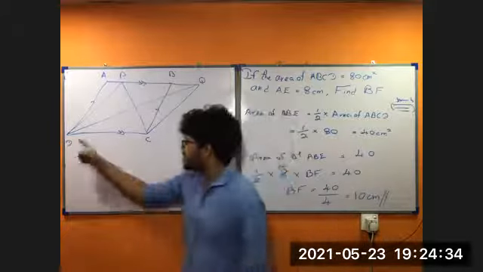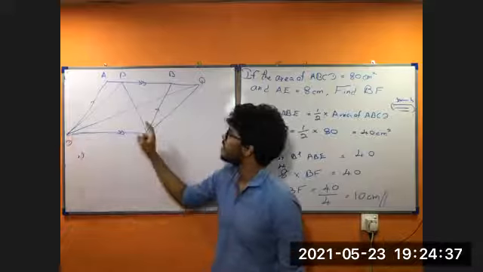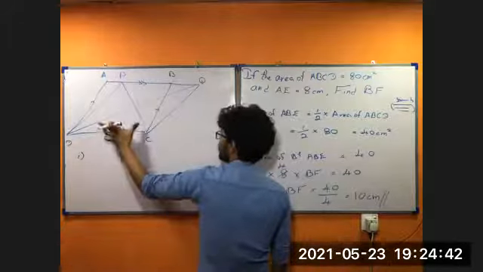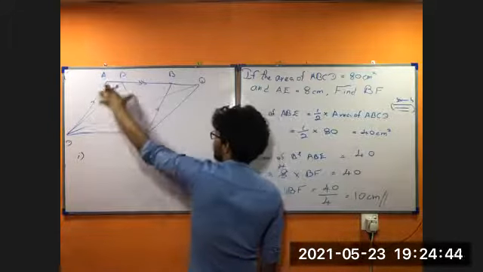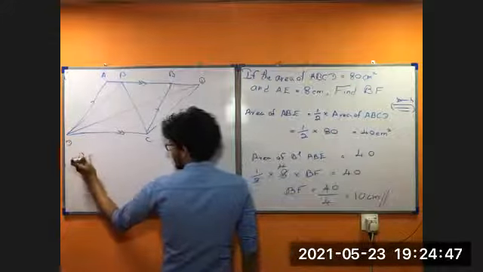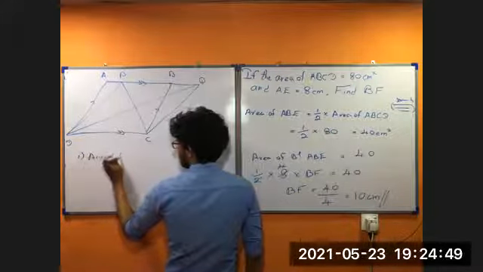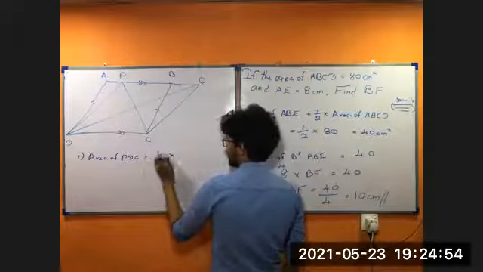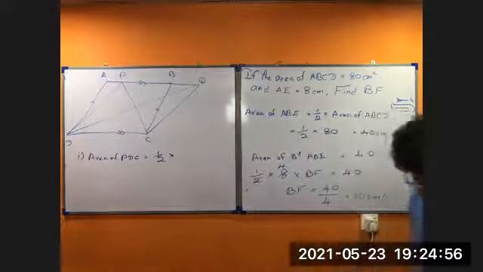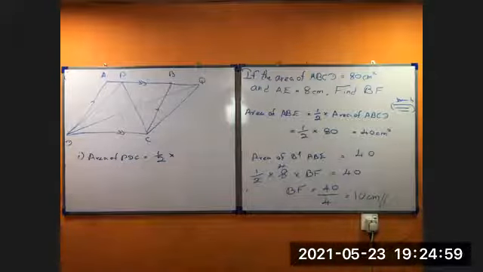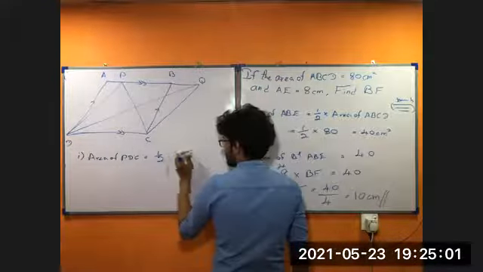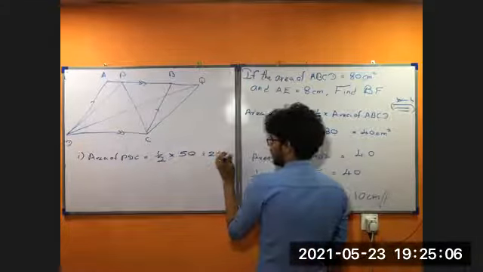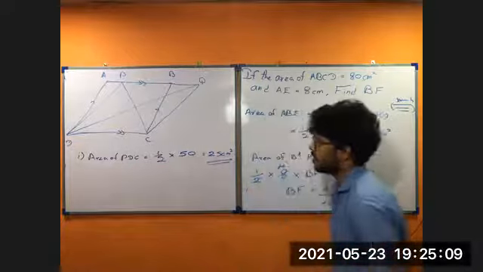So they are having the same base, DC, and between the same pair of parallel lines. So in that case, half of the area of the parallelogram is going to be the area of this triangle. So you can write area of PDC is equal to what? Half times 50. So that is going to be 25 centimeters square. Easy. Second one.